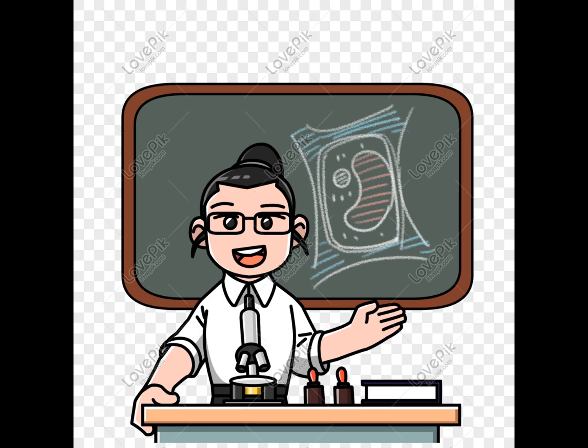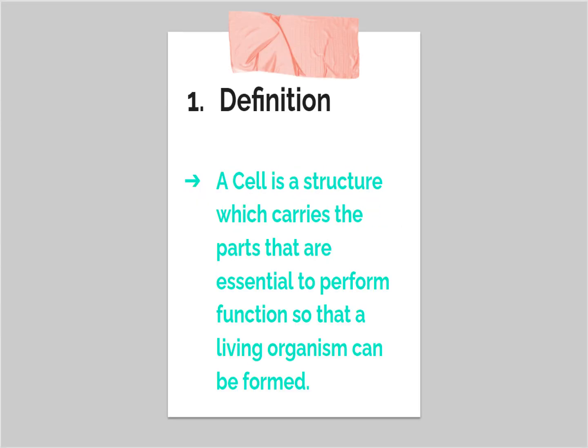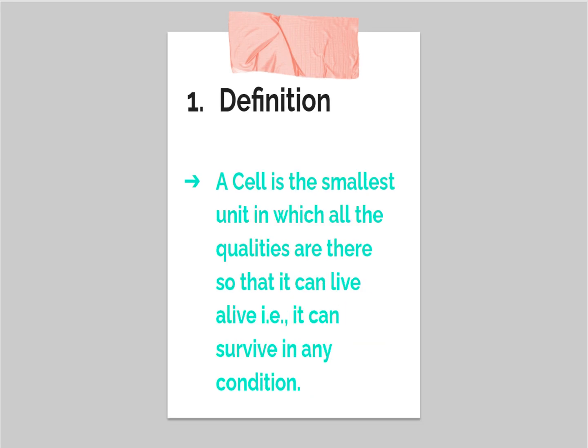So students, as I have explained in my previous video, the definition of the cell will come from that only. A cell is a structure which carries the parts that are essential to perform functions so that a living organism can be formed. Cell is the smallest unit in which all the qualities are there so that it can live a life. That is, it can survive in any condition.